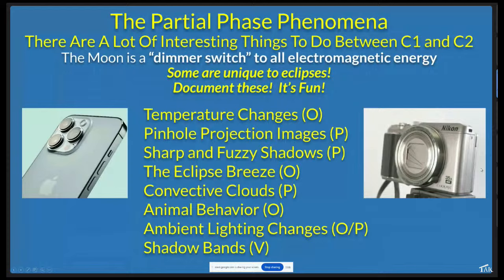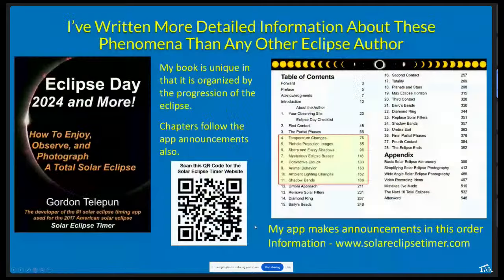So eclipse chase, temperature changes would be an observation. Taking pictures of pinhole images, projection images, is something you can photograph. Sharp and fuzzy shadows you will photograph. An eclipse breeze is an observation. Taking pictures of the dissipation of convective clouds is something you can photograph. Animal behavior is an observation. Ambient lighting is an observation, sometimes photography. And shadow bands is video.